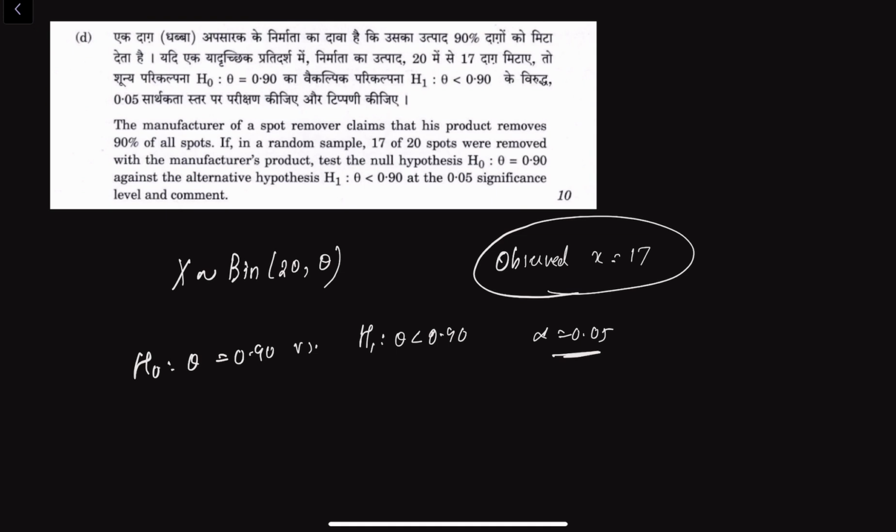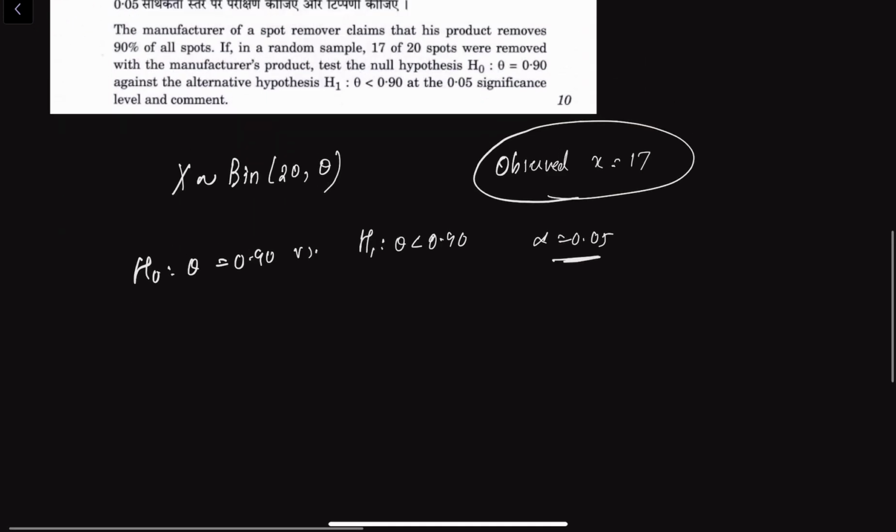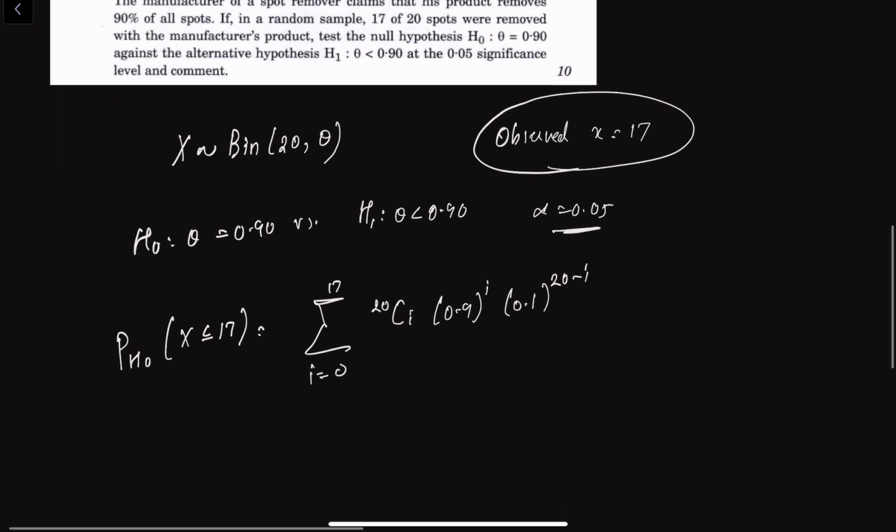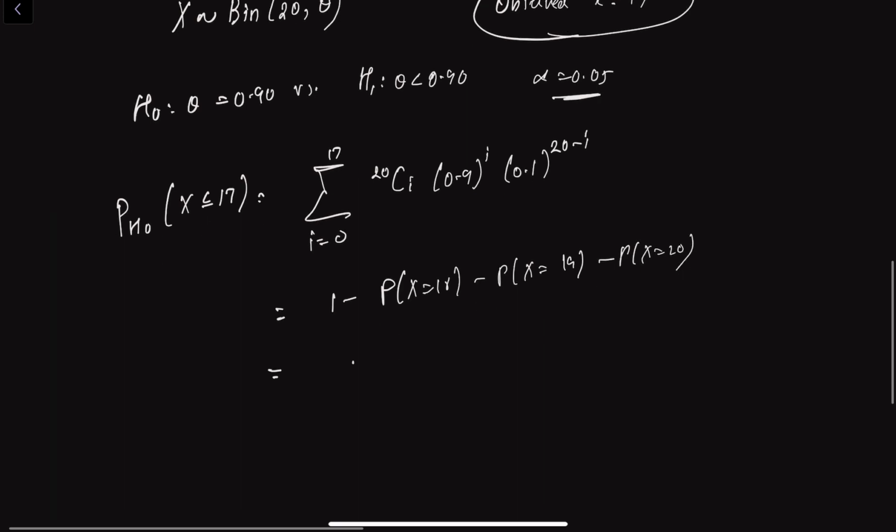You can see it's a left-tailed test. The probability under H0 of x less than or equal to 17 is the summation i equals 0 to 17 of 20 choose i, 0.9 to the power i, 0.1 to the power 20 minus i. We can just compute 1 minus the probability of x equals 18, x equals 19 and x equals 20. If we do that, we get 0.3231, which is greater than 0.05.